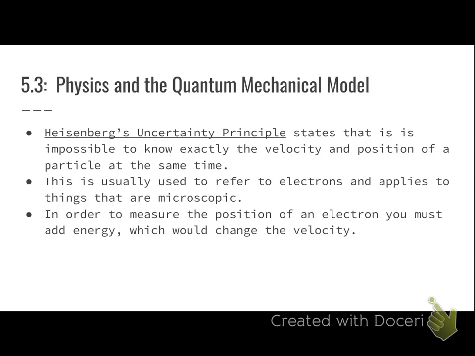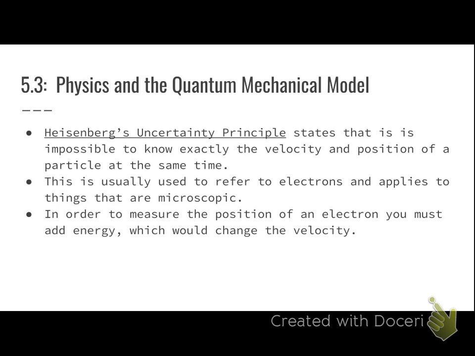The last thing we're going to look at is Heisenberg's uncertainty principle. A basic explanation of what this is says that it's impossible to know exactly the velocity, which we can think of as speed, and position of a particle at the same time. This is usually used to refer to electrons and applies to things that are microscopic. Remember here, microscopic means things that are too small to see with the naked eye.